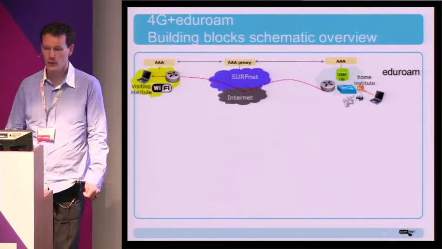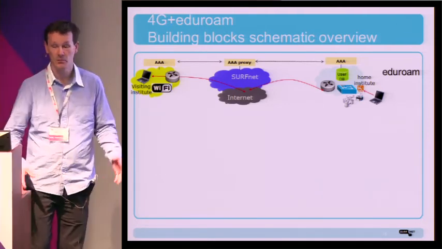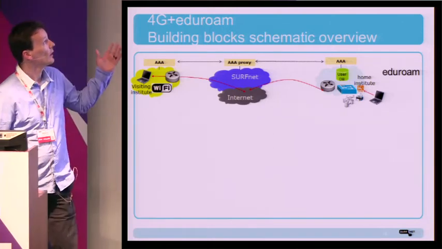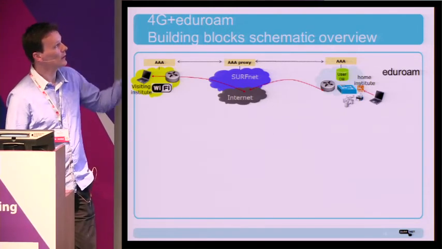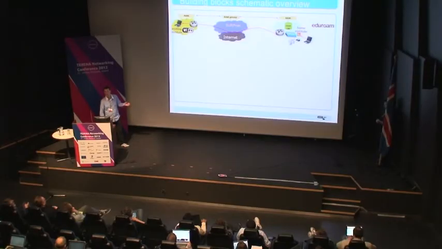So how does it work? What are the building blocks? Look at eduroam first. This is how eduroam schematically works, of course. If you are at a visiting institute, you have an internet connection, or if you're at the home institute, you're directly connected to the LAN of the home institute. You can connect to the local services over there and also to the internet.